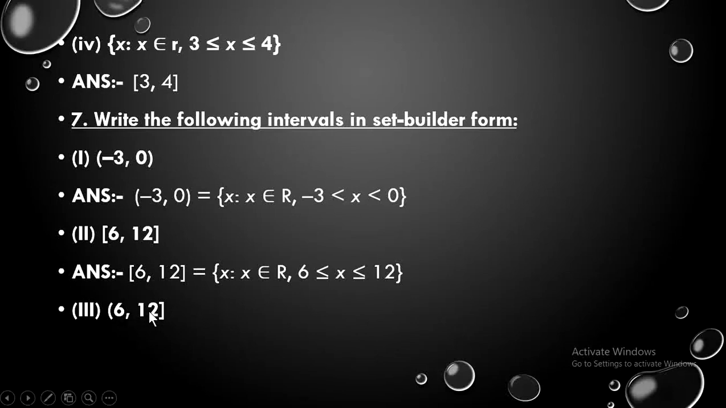Next one, you can see 6 and 12. Now over here, one side they have given the normal brackets, one side they have given closed brackets. So for 6 you will not write equal to, but for 12 you have to write it. Now the answer is x is such that x belongs to rational numbers. x will be greater than 6, but it will not include 6, because there's an open interval here. But since there's a closed interval, x will be less than or equal to 12, that is, it will include 12 in it.